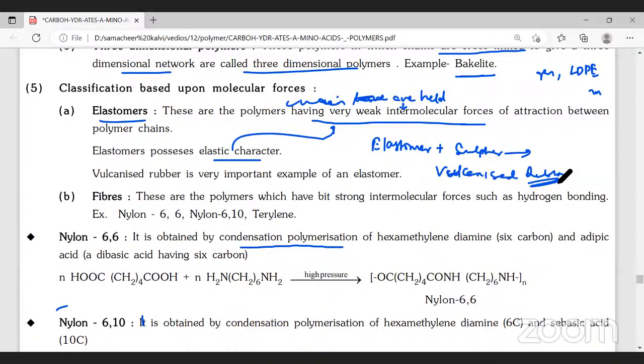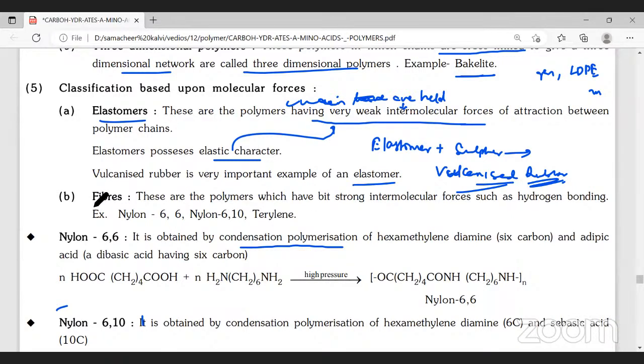Vulcanized rubber, which is used in making tires, has a high elastic property and wear and tear property. Therefore, it is used in the manufacturing of tires. So polymers having very weak intermolecular force of attraction between the polymer chains are called elastomers. They are elastic in character, and vulcanized rubber is a very important example for elastomers.